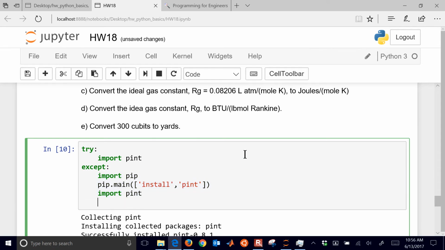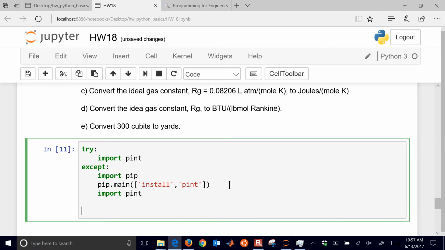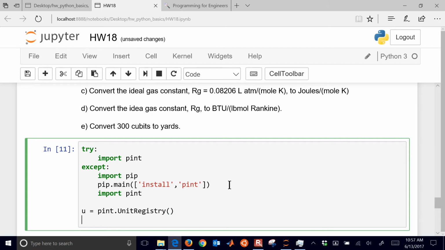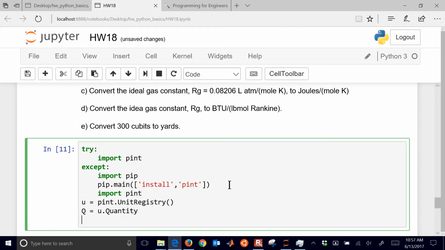So pip is a way that we can manage packages in Python. Okay, and we can do that with Anaconda as well. Okay, so there I have pint installed, and then the very first thing that I want to do is just, whenever using pint, I like to do a unit registry. It just kind of gives me all the units, and then I'm also going to do q equals u dot quantity. You'll see why I'm going to do this later. Okay, so this is all part of the import of pint.